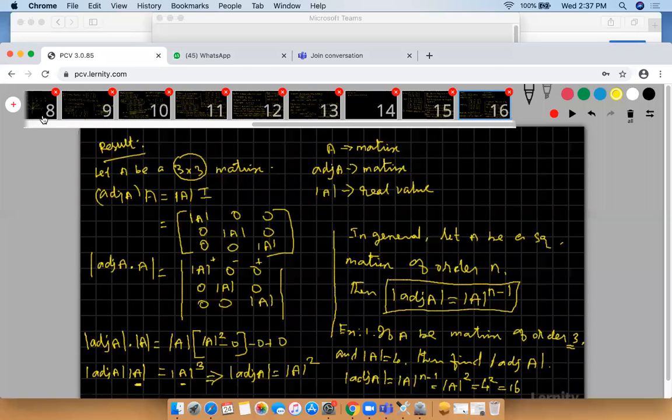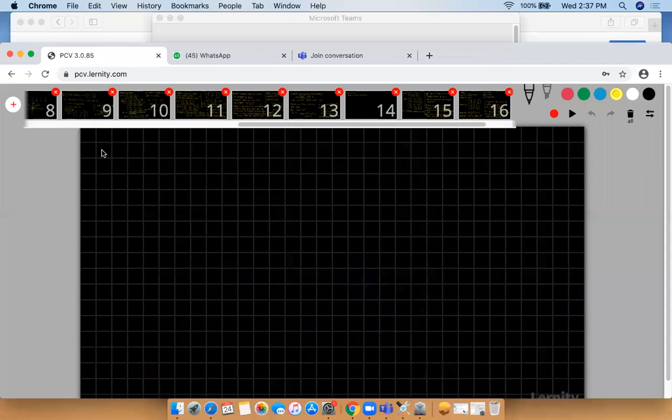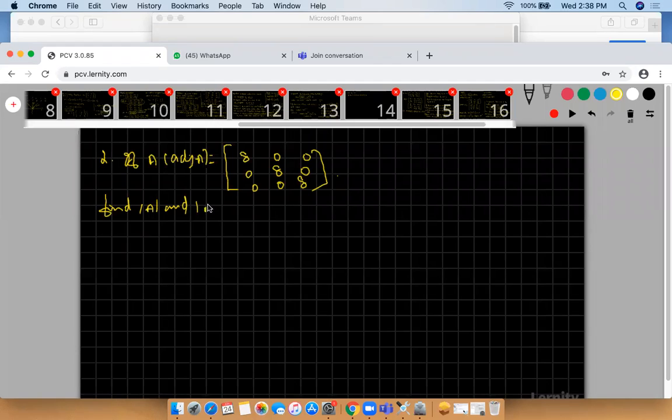Take the next problem. Second example. If A into adjoint of A equal to some matrix is given. Okay, suppose 8, 0, 0, 0, 8, 0, 0, 0, 8. The question is to find determinant of A and determinant of adjoint of A.